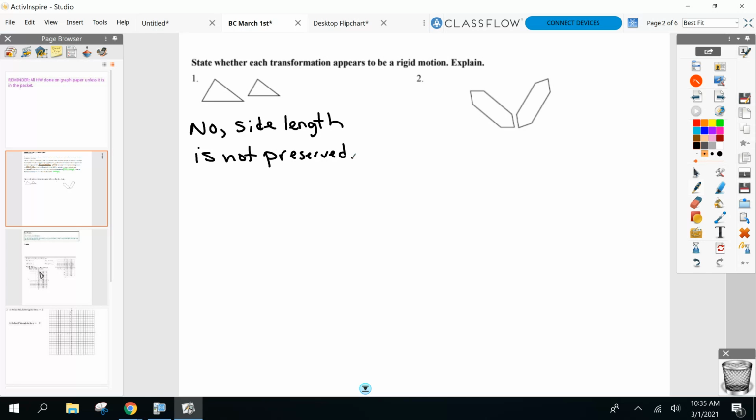All right, so side length not preserved, so it can't be a rigid motion unless side length is preserved. What's number 2 look like? Does it look like I performed a rigid motion on the pre-image on the left to the image on the right? Yeah. Looks like angle measurement stayed the same. And by looks, we're not exact here, but it does look like side length was preserved. So this will be a yes, it is a rigid motion. Yes, side length and angle measure are preserved.